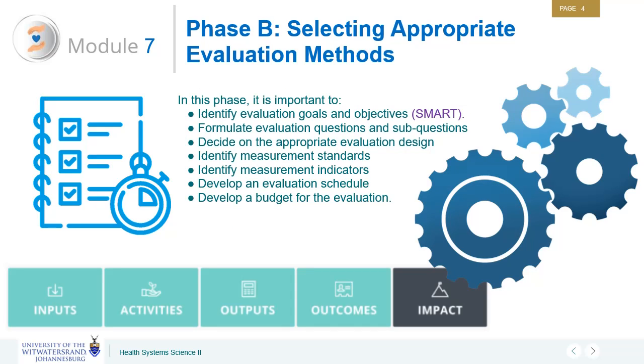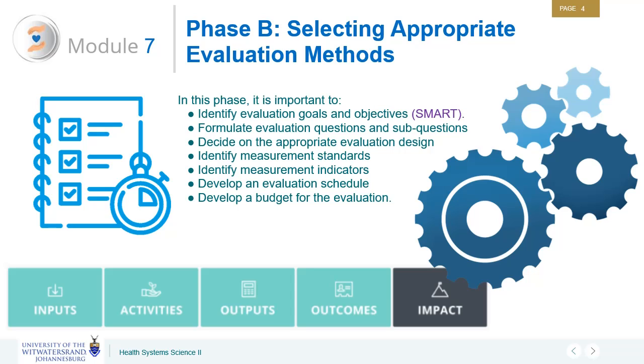Once you have planned for an evaluation, you also have to think about selecting appropriate evaluation methods. In this phase, it's important to identify the evaluation goals and objectives. Useful here is to use the SMART objectives, whether these goals are specific, measurable, achievable, realistic, and time-bound. You can then consider how you would formulate evaluation questions and sub-questions. This process can take quite a long time, as there might be a number of assumptions behind the questions you are asking. It's also very useful to pilot those questions to make sure that those assumptions come to the fore.